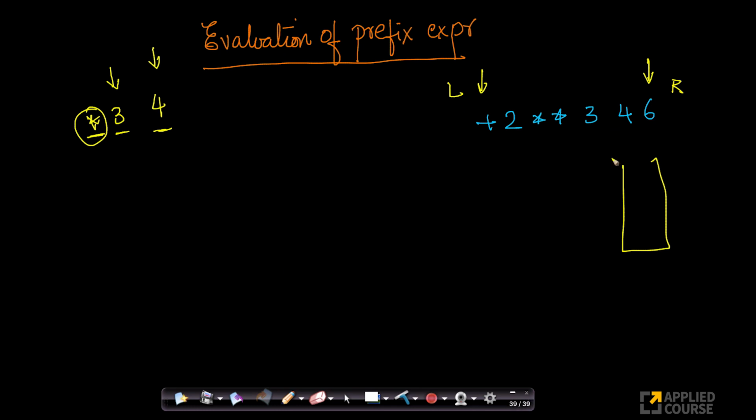First we encounter 6, so I'll place 6 onto the stack. Then we encounter 4, place 4 onto the stack. We encounter 3, place it onto the stack. So this is done. Next I come to star.